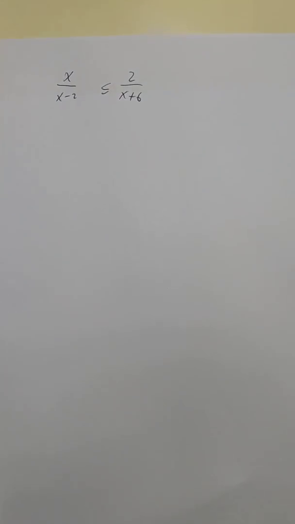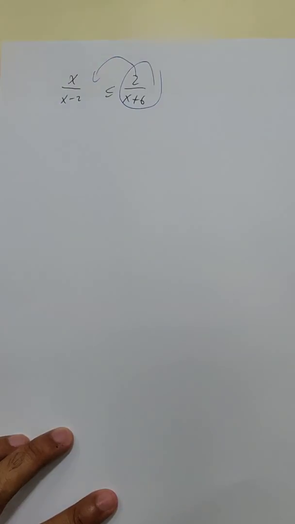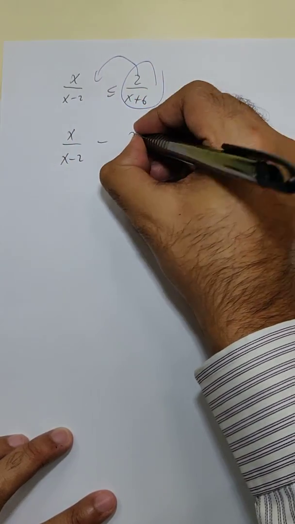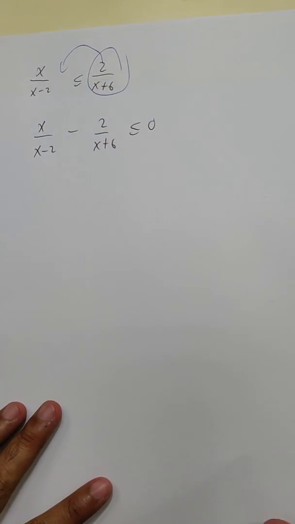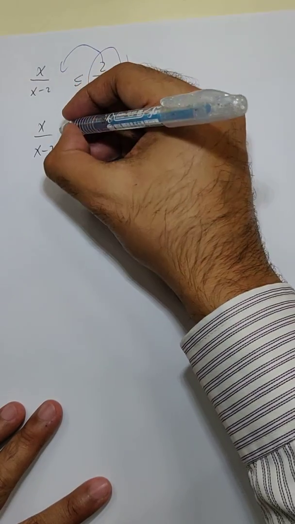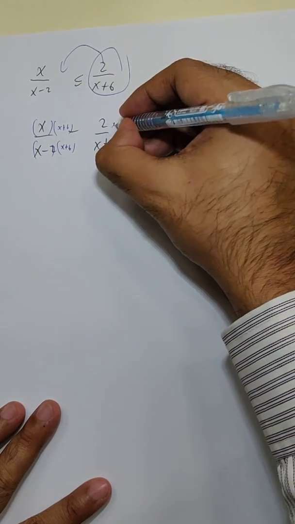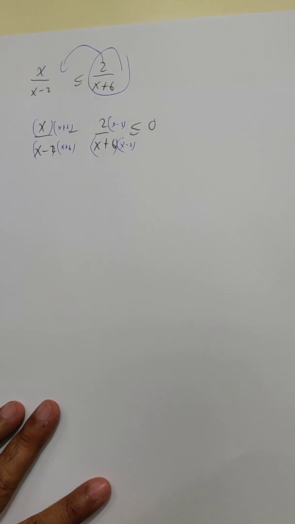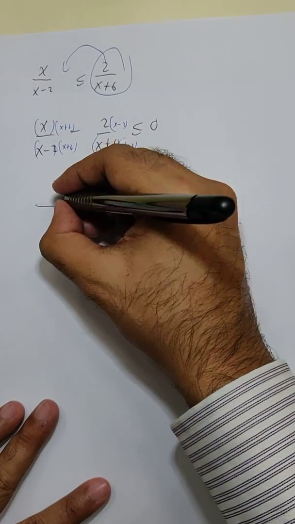Okay, class, look carefully. This one has a trick question. How do you continue? Bring to the left side. X over x minus 2 minus 2 over x plus 6. And then cross multiply. X plus 6, x plus 6. X minus 2, x minus 2. I'll help you up over here. You will get yourself somewhere like this.